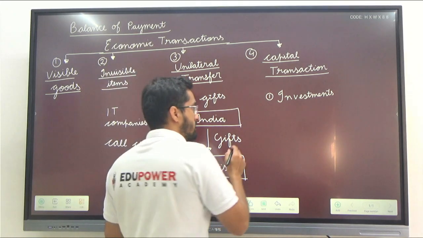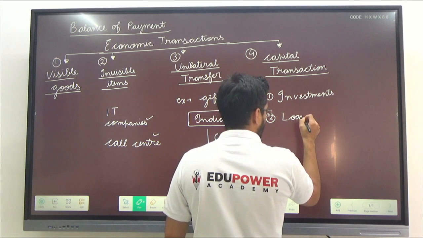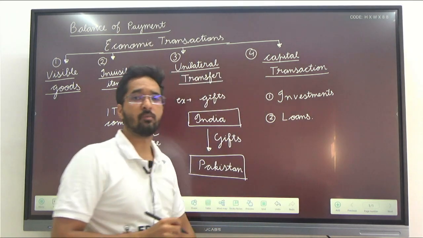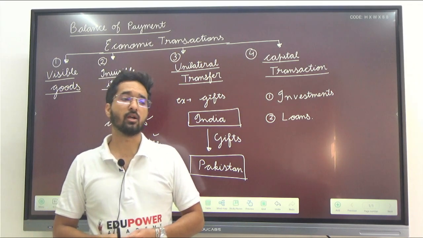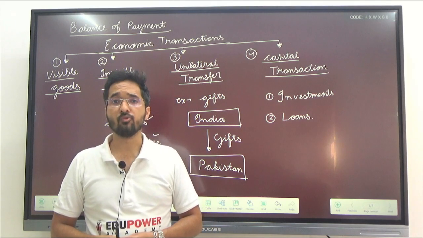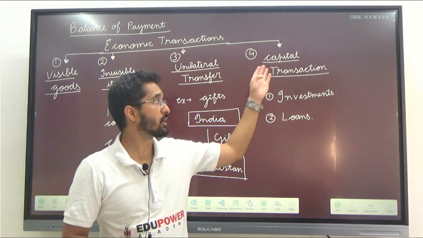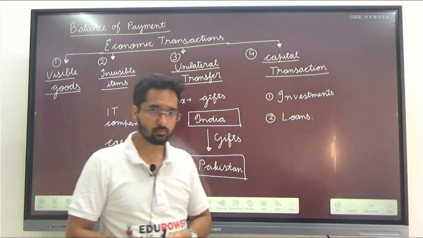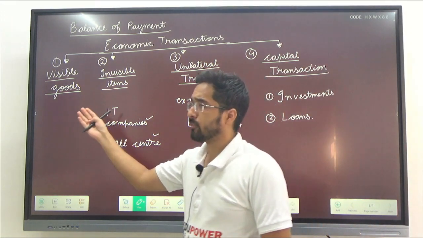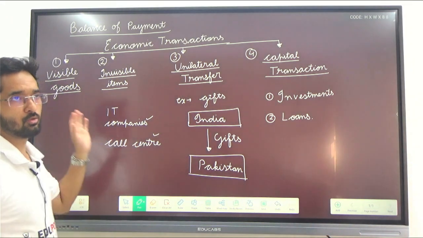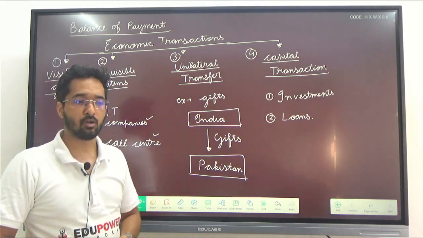Likewise, there are loans. Suppose India has to construct a bridge, and for constructing that bridge, India takes a loan from the World Bank. So that kind of loan will come under capital transactions. So basically when we talk about economic transactions, there are 4 kinds: first is visible goods, second is invisible items, third is unilateral transfer, and fourth is the capital transaction.